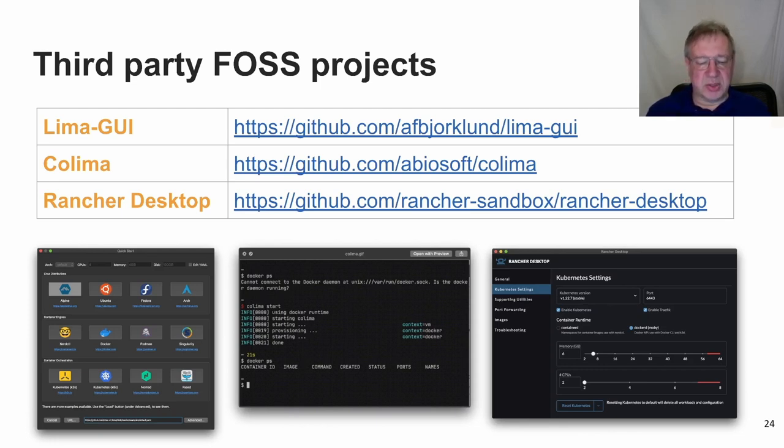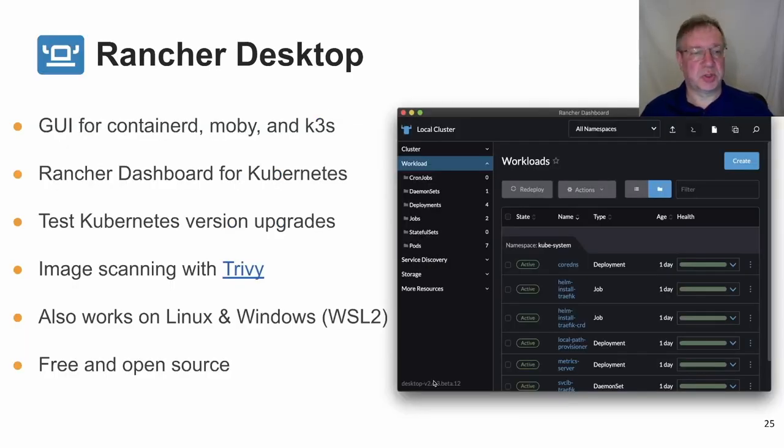Colima is a command line utility that specializes in the container runtime aspects of Lima. And Rancher Desktop is a GUI that also focuses on container and Kubernetes management for developers. The Rancher Desktop GUI supports container management using either containerd or Moby, as well as Kubernetes using K3s. It also includes the Rancher dashboard for Kubernetes, which we borrowed from the full Rancher project, but narrowed down in scope to just the local cluster. It allows you to drill down into any aspects of your Kubernetes cluster to look at the events, inspect the logs, or SSH into a container.